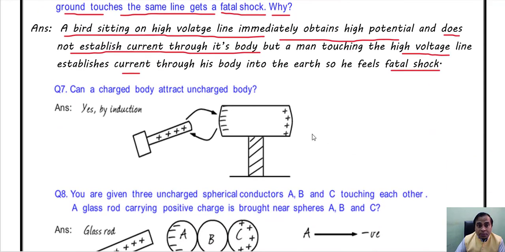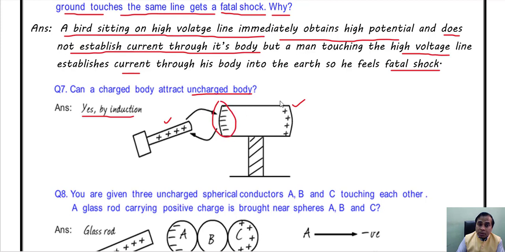Now the next question is: can a charged body attract an uncharged body? So the answer is yes. If this charged body is brought near this body, which is initially uncharged, just bringing it next to it causes polarization of charge in this body.